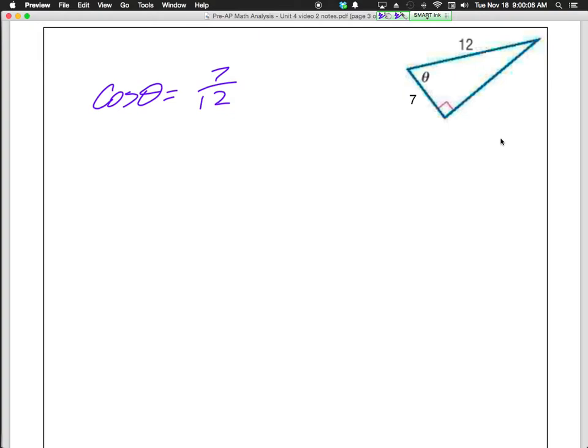Rachel? So on these, could you have it be cosecant? Yes, you can do cosecant if you want to. But I like to teach sine, cosine, and tangent because we're a lot more comfortable with those three.